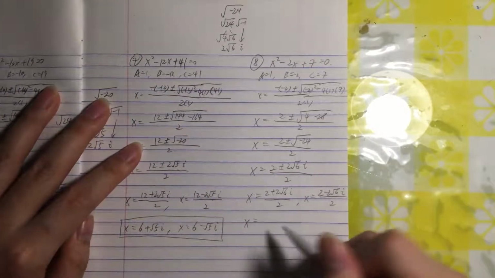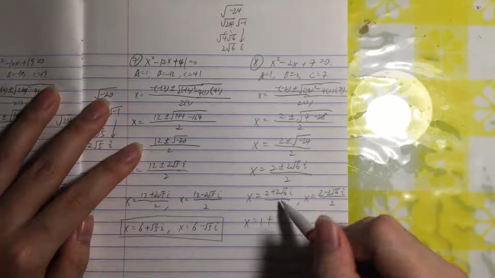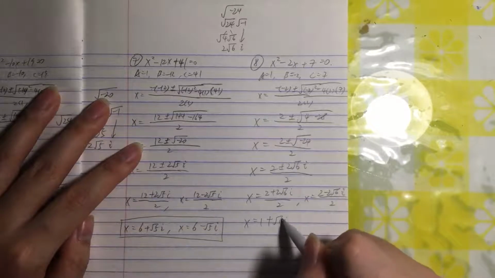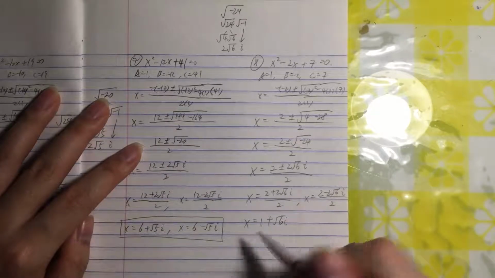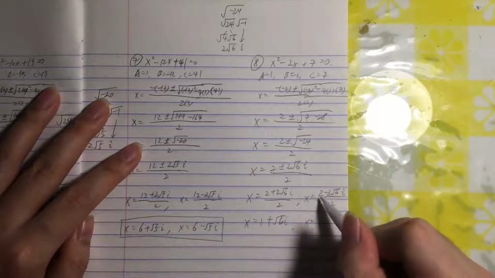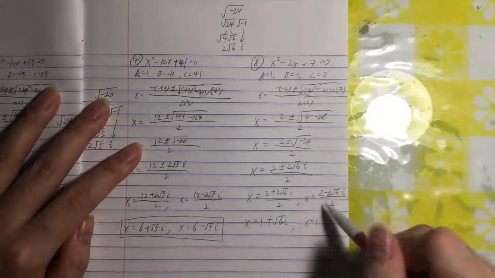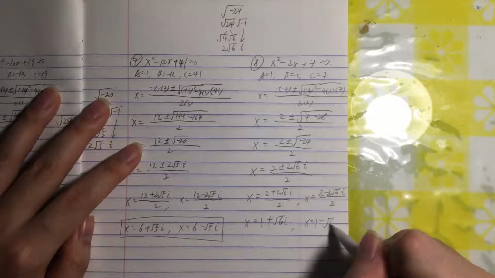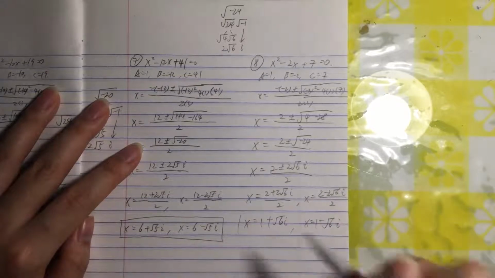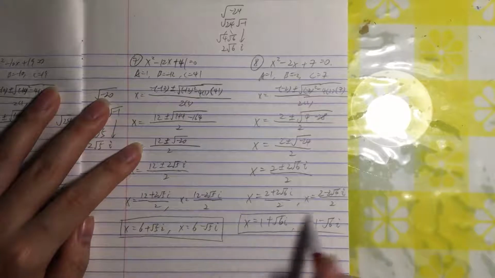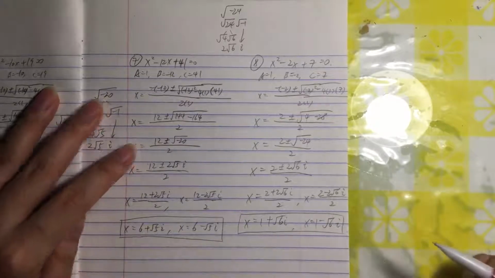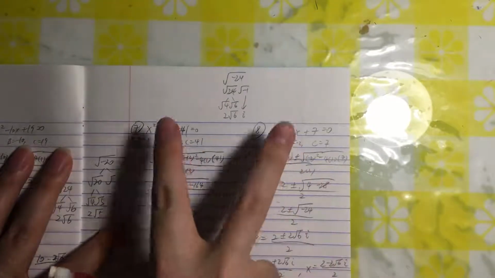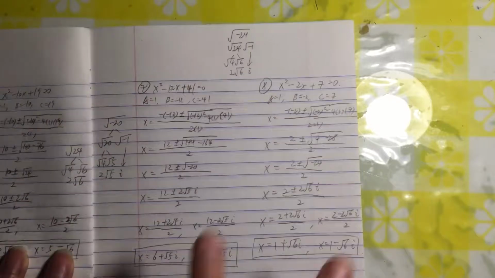2 over 2 is 1. Second part, 2 can cancel, we get square root of 6 i. That's the first solution. Second solution, 2 divided by 2 is 1, minus 2 divided by 2 can cancel, we get square root of 6 i. So we get two solutions to this equation. We can also solve this equation by completing the square, which gets exactly the same answer.